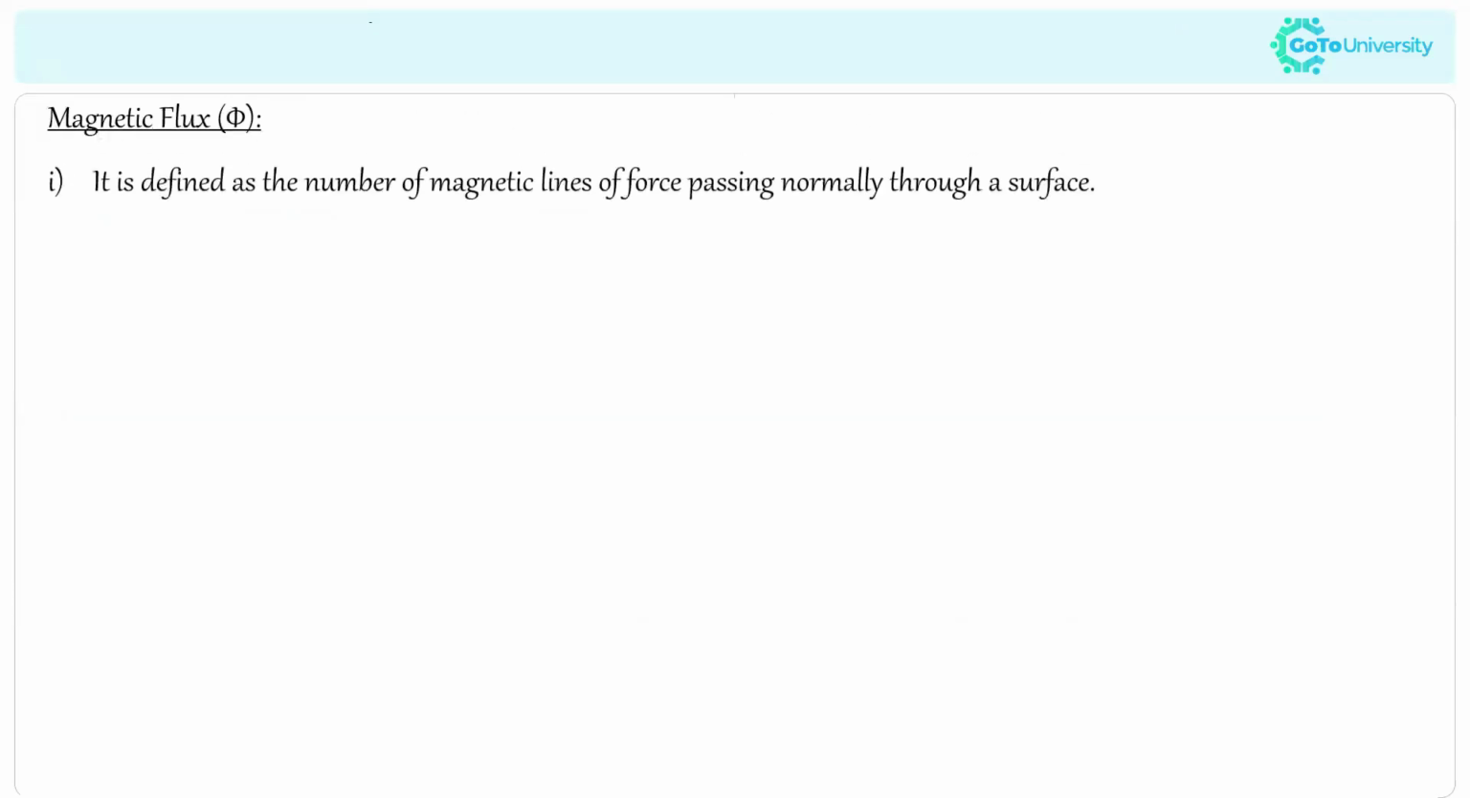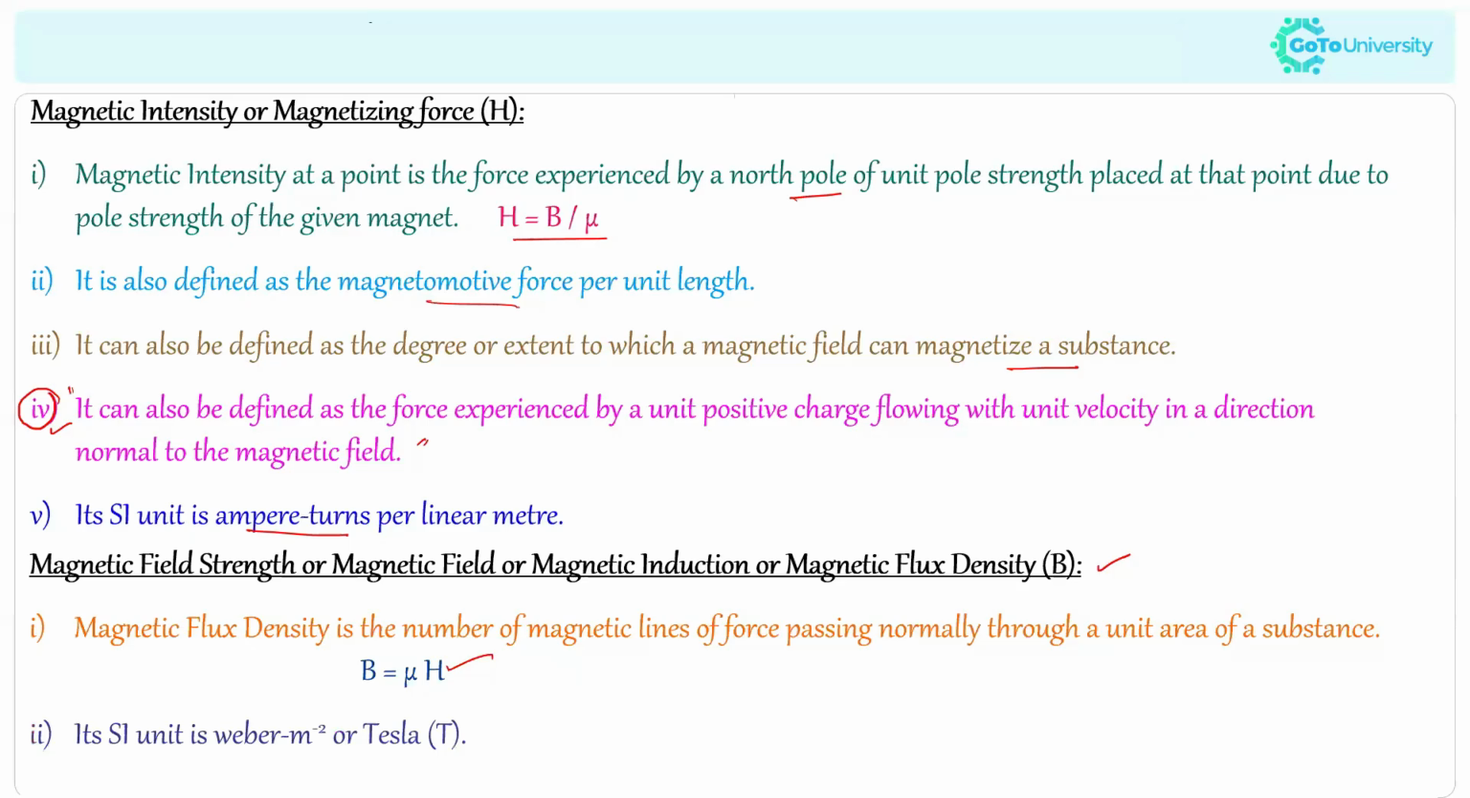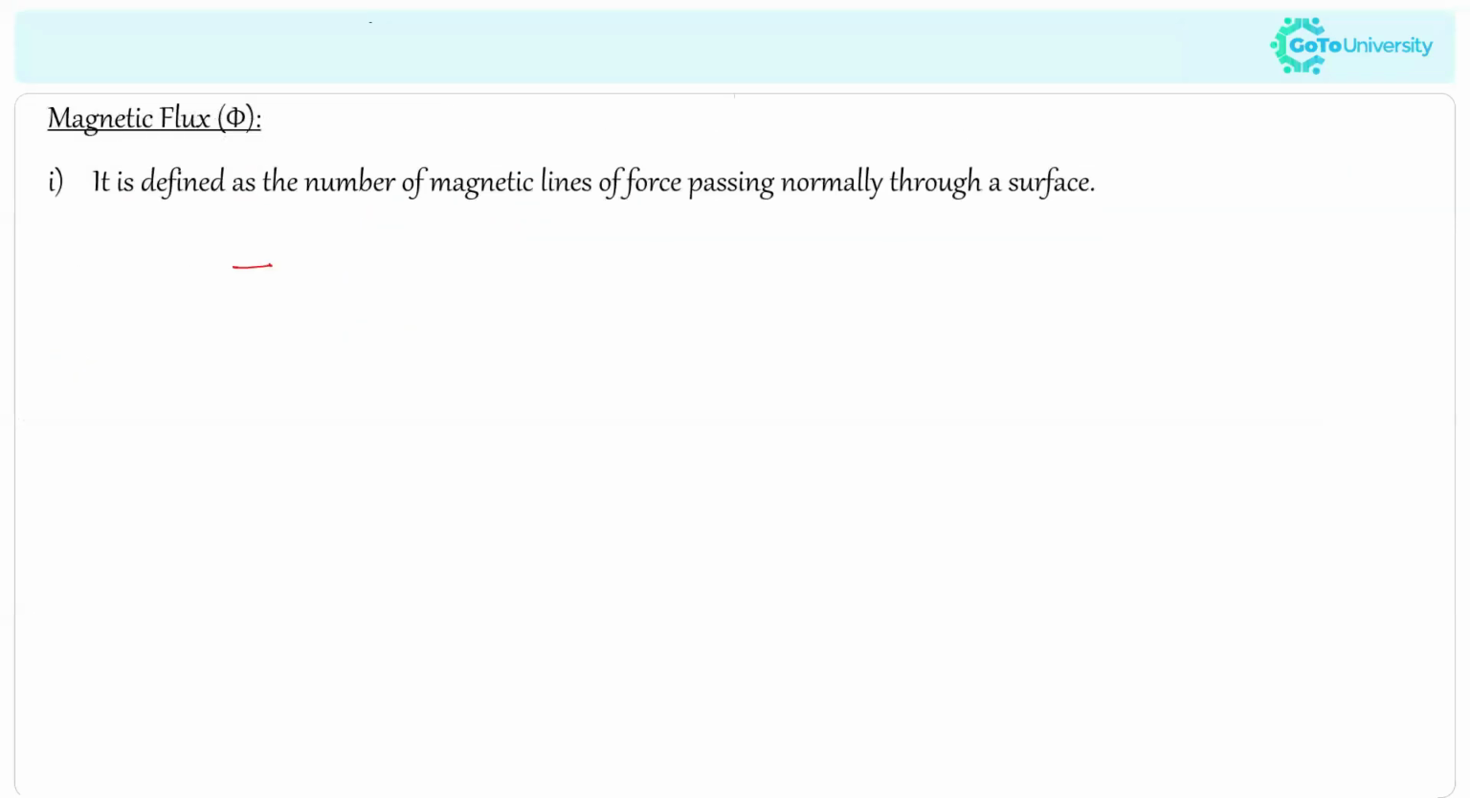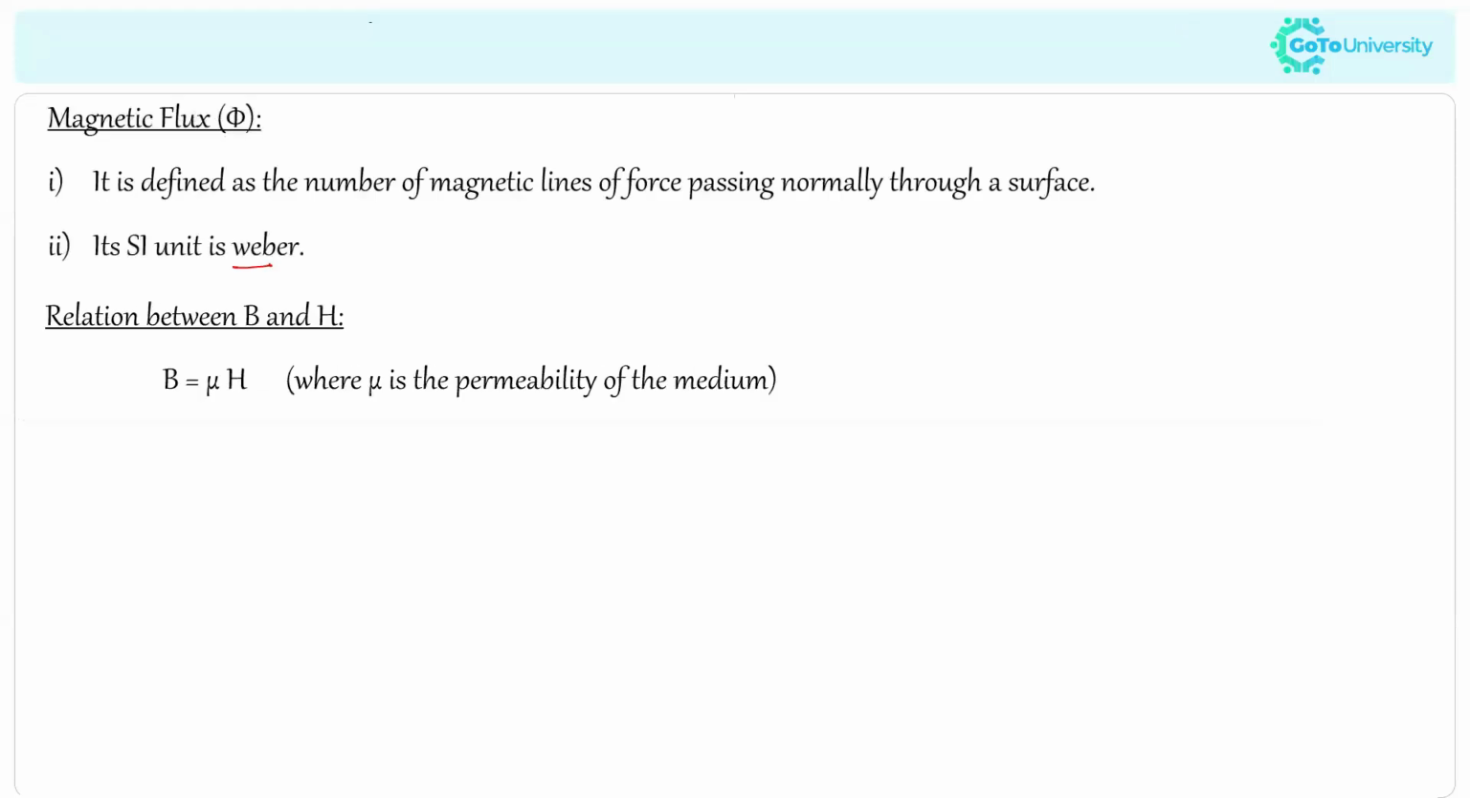Now we are moving to magnetic flux. Magnetic flux is the number of magnetic lines of force passing normally through a surface, and the SI unit of magnetic flux is Weber. Now we are going to see the relation between the magnetic flux density and the magnetic intensity, B and H. The relation is B is equal to mu H, where mu is the permeability of the corresponding medium where we are calculating.